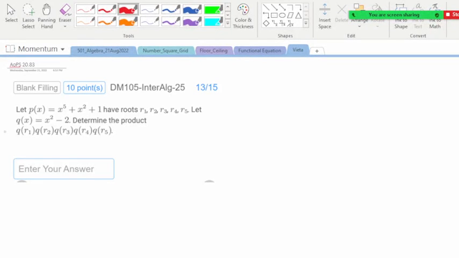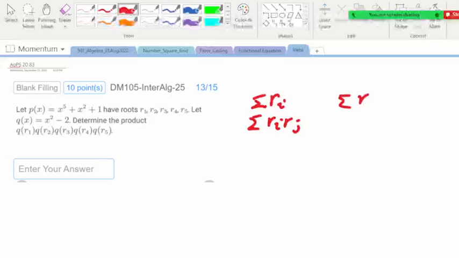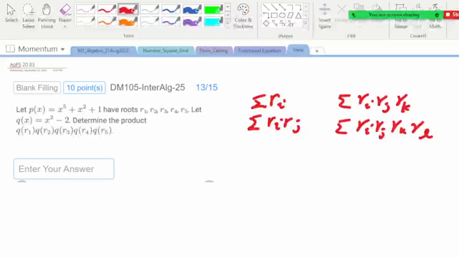So p(x) is a fifth degree polynomial, and it has 5 roots. And q(x) is x squared minus 2, right? We want to determine the product of q(x) at the roots. If we directly applied it, we basically know sigma ri, and we can do the sigma ri rj, the sigma cyclic, and the 3 of them, and the 4 of them, and the 5 of them.